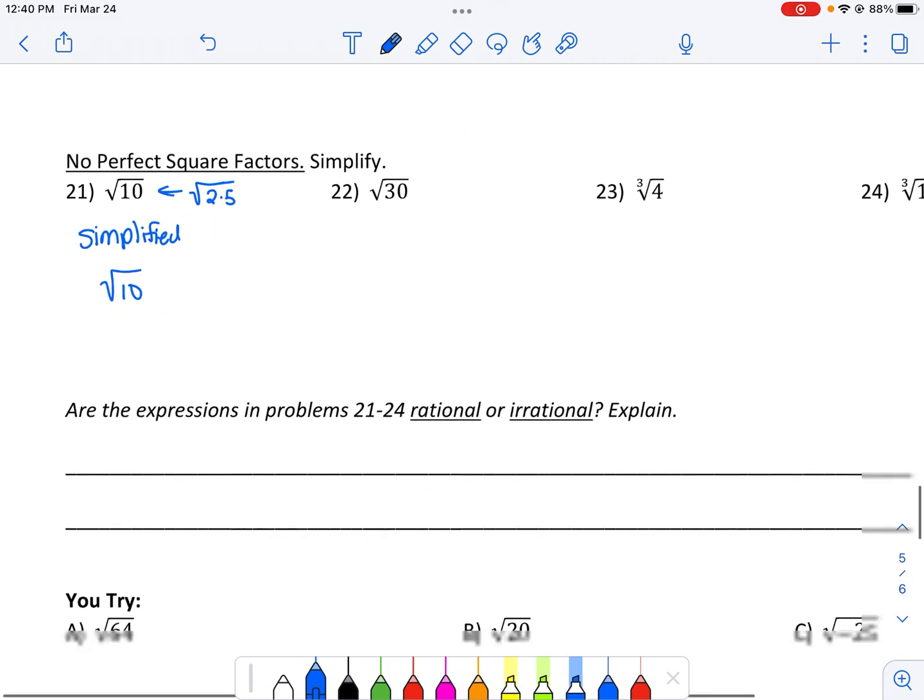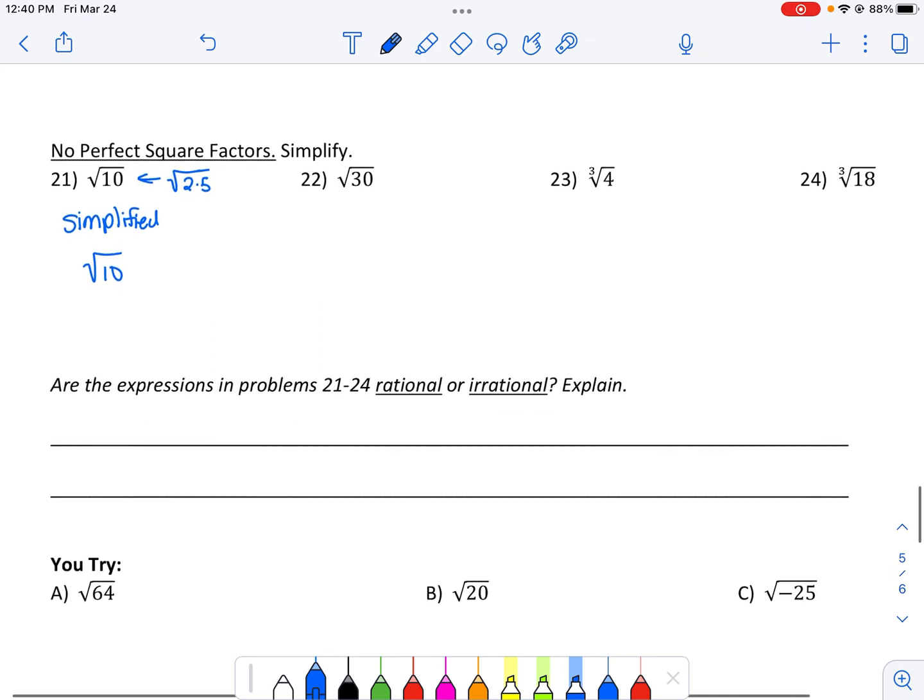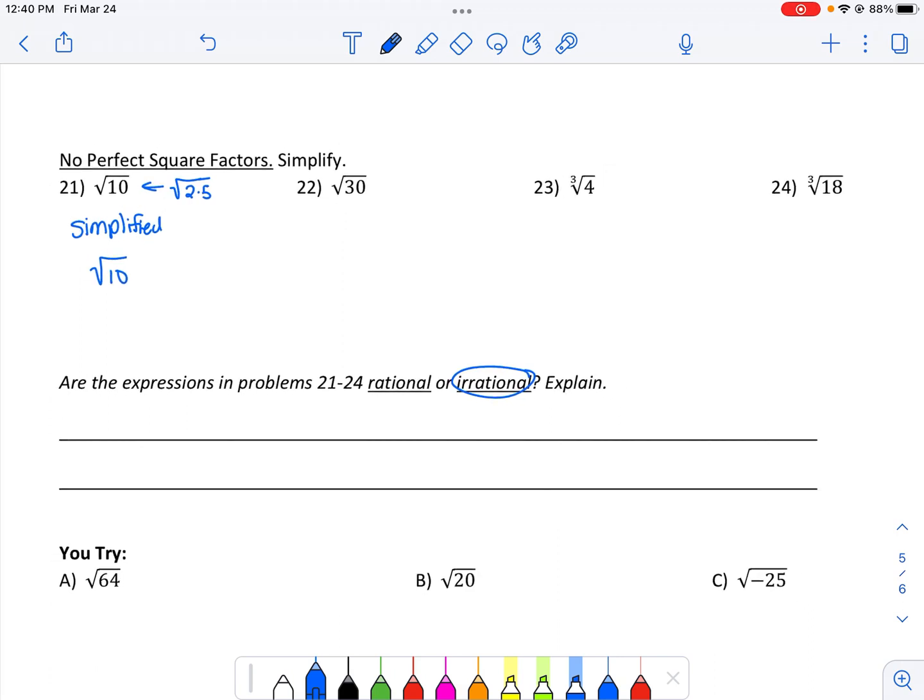So we see that across this entire row here. They are still irrational roots. We would have to estimate them if we wanted to place them on a number line.